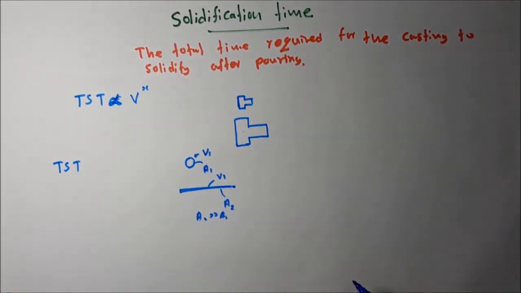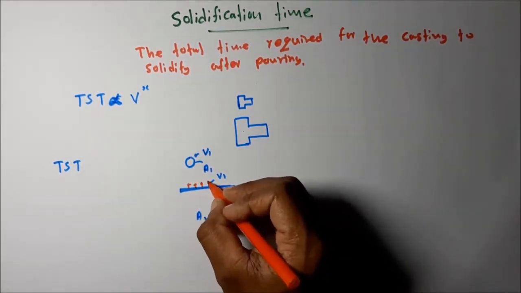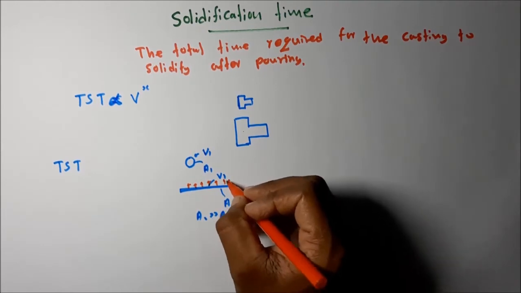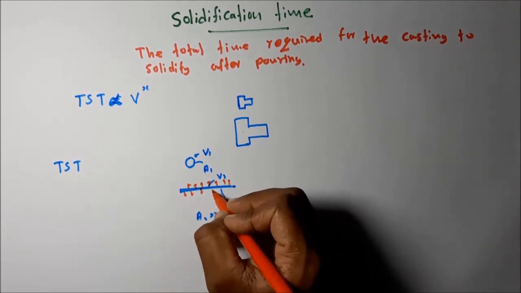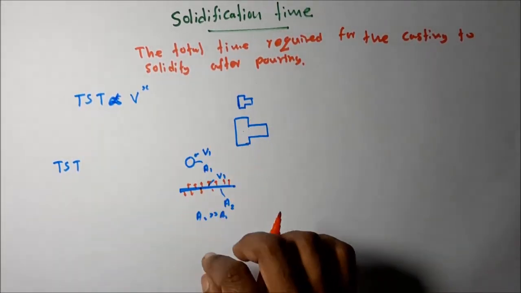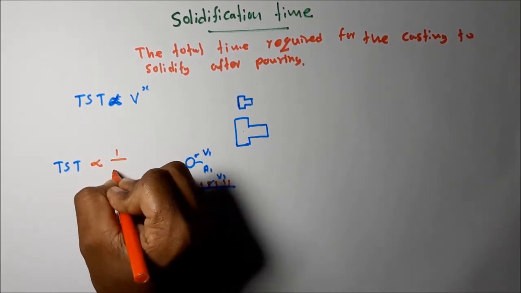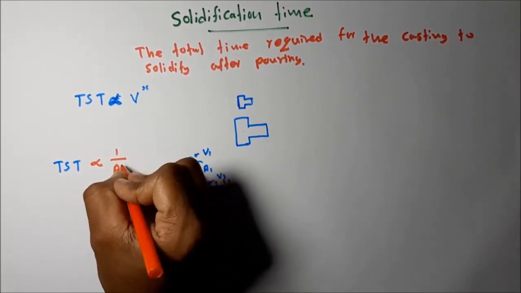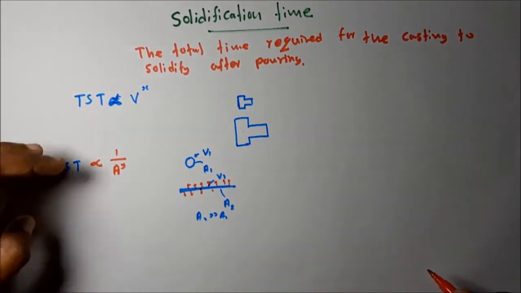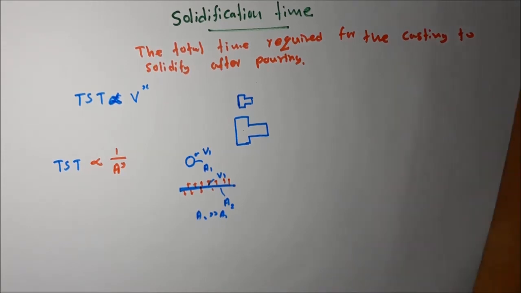So which one solidifies immediately? This one, because it has more surface to release the internal heat, so it can easily solidify before the other part. So solidification time is inversely proportional to the surface area of the casting. These are the basic relationships between the volume and area of the casting and the solidification time.